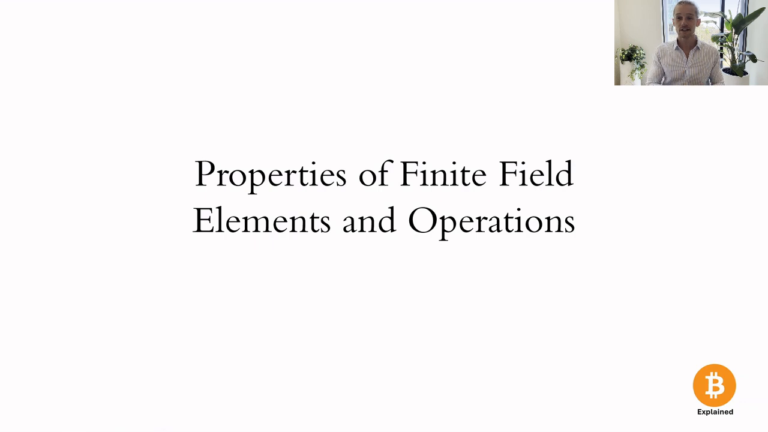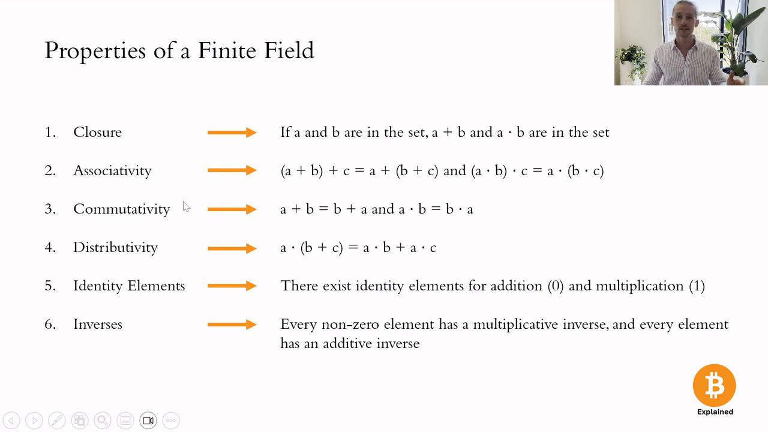Now, a finite field needs to have certain properties. Let's have a look at the 6 properties that a finite field needs to have, and then we'll talk about each of them in great detail. The 6 properties that the finite field elements need to abide by are, first of all, closure. This means that if an element A and another element B are in the set or in the finite field, then A plus B and A times B must also be in the set.